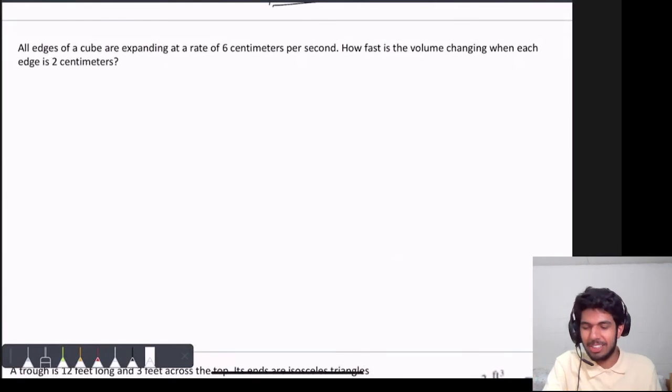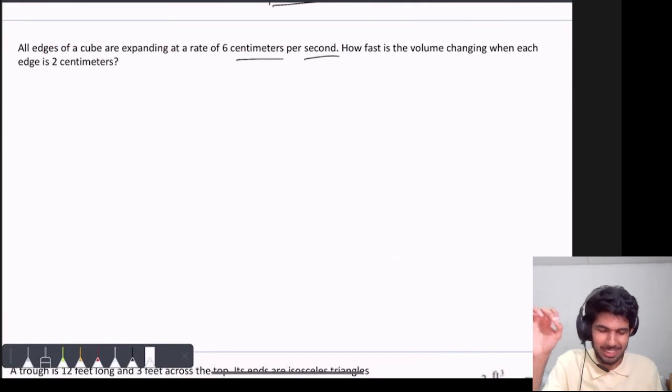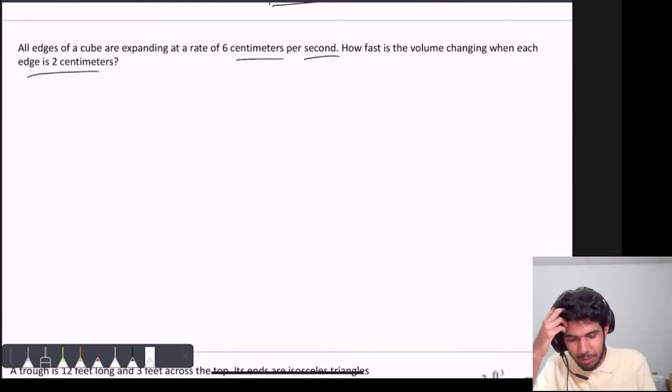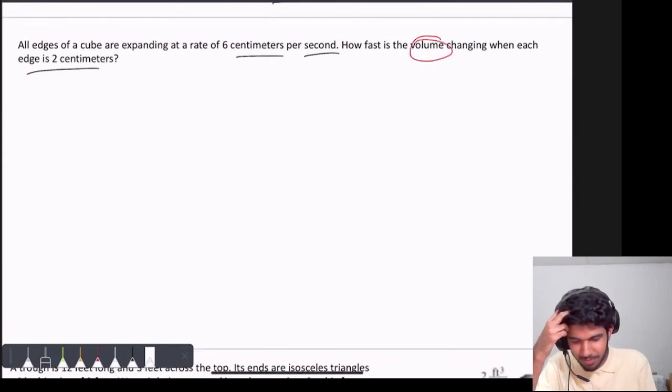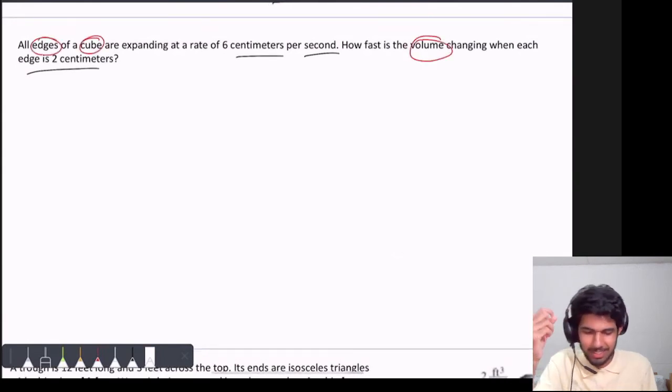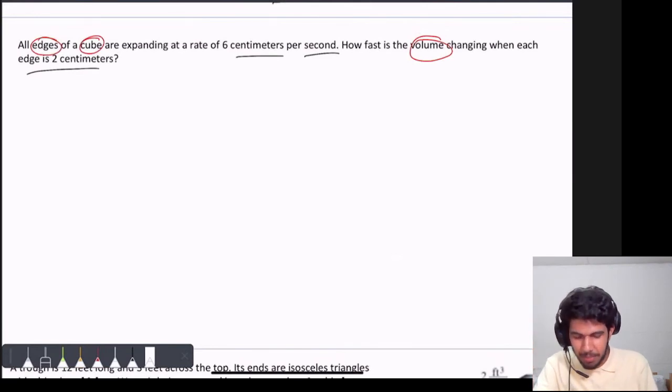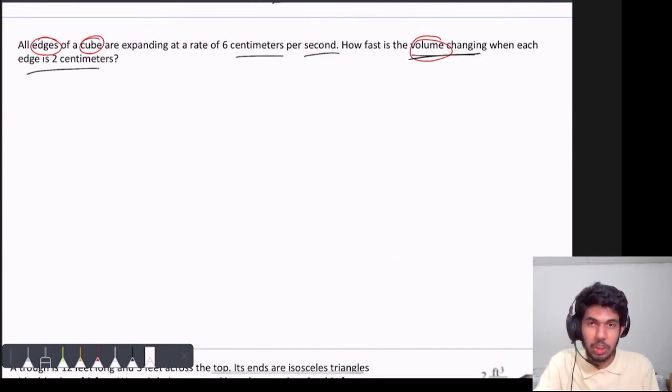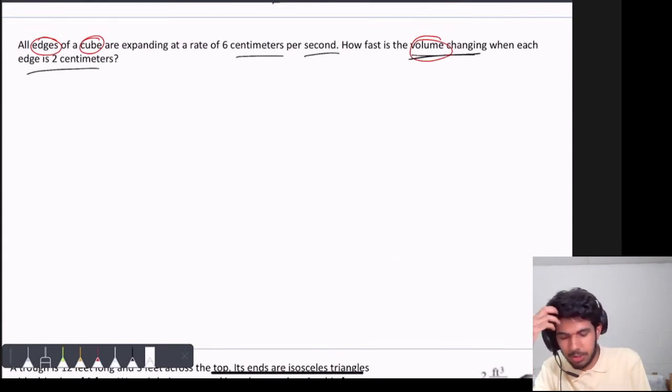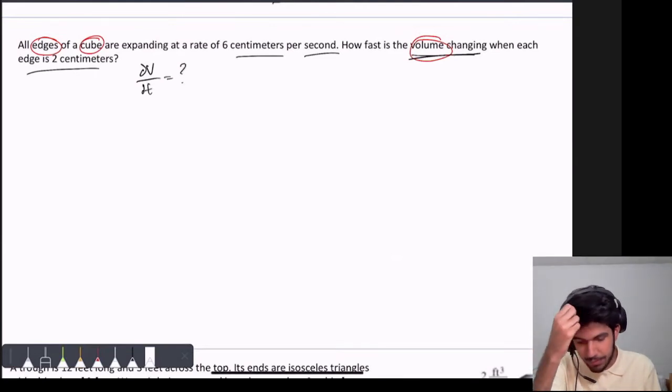Okay, all edges of a cube are expanding at a rate of 6 centimeters per second. So we got some metric system stuff. How fast is the volume changing when each edge is 2 centimeters? Okay, so we have keywords volume, cube, edges. So we should start to think, can we think of an equation? Maybe, but first let's figure out what we are trying to solve for. We're asked to find how fast the volume is changing. So we're looking at the rate of change of volume, dv dt with respect to time, that's the question mark.